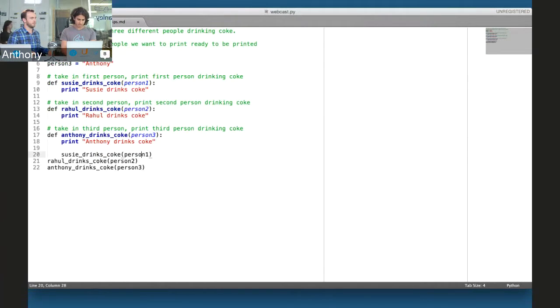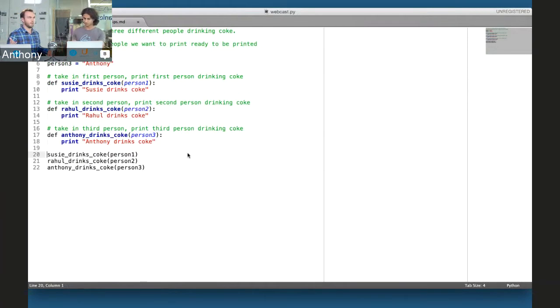So I see some issues with this code already, and I'm assuming that maybe some students are saying this too. You might remember from the class that a big thing with functions is that they help you avoid repetition. But I'm seeing, and we're hoping some students see this as well, these 3 functions look really, really similar. Right. Yeah. Susie drinks Coke, Rahul drinks Coke, Anthony drinks Coke.